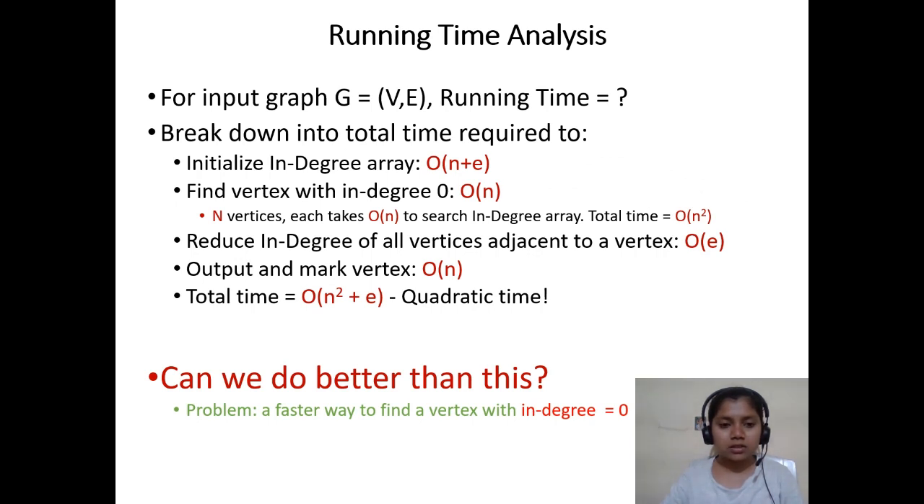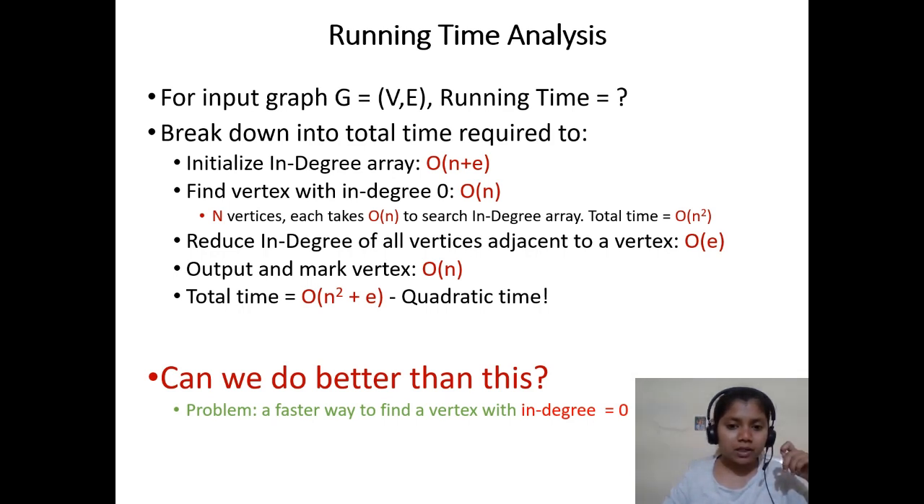Next is running time analysis. What is the total time taken for an input graph for sorting? To know that, we calculate the time complexity of each and every step. Initializing the in-degree array takes order of n plus e. Finding the vertex with in-degree 0 takes order of n. Reducing the in-degree of all vertices adjacent to a vertex takes order of e, and output and mark vertex takes order of n. So total time is order of n squared plus e, which is quadratic time.